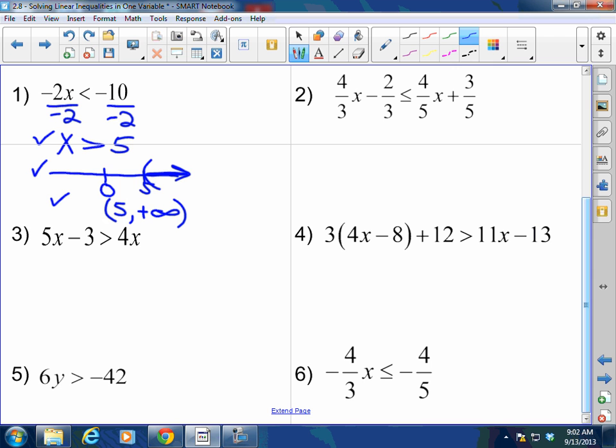Okay, number 2. Oh, it looks so ugly. Not so bad actually at all. Okay. What do we do here when I have fractions? What do we learn?